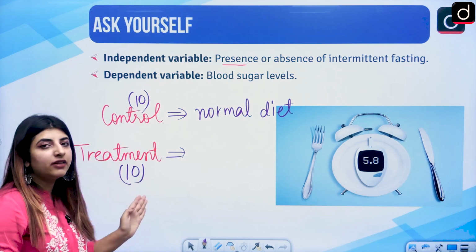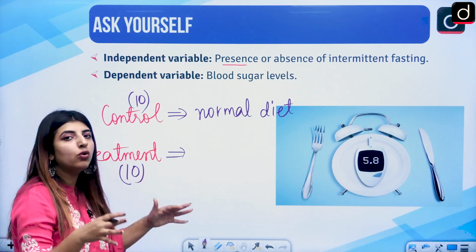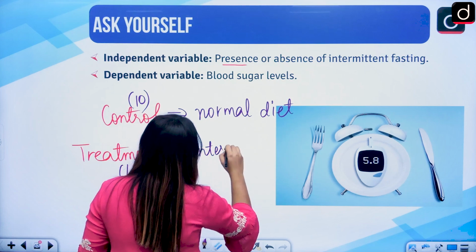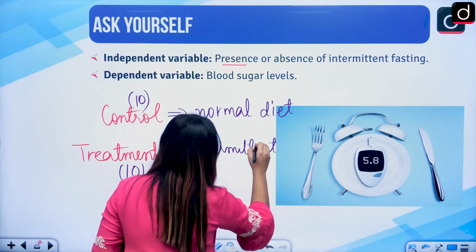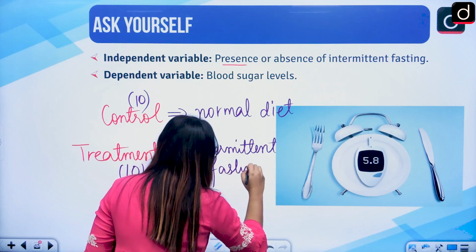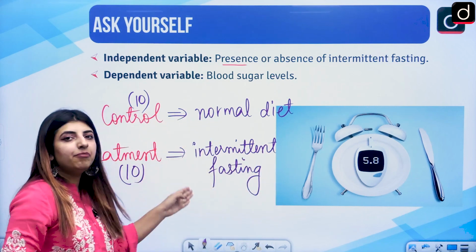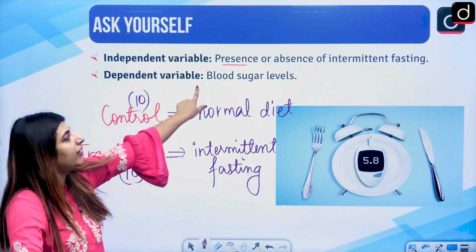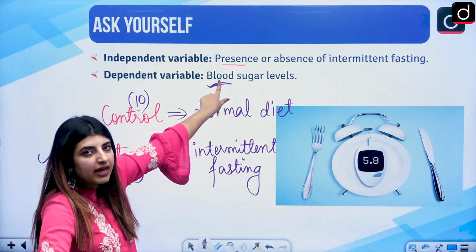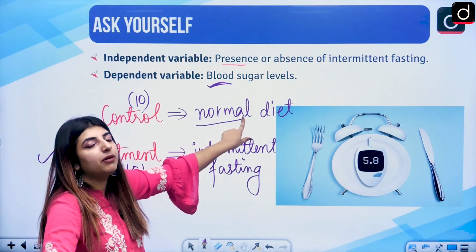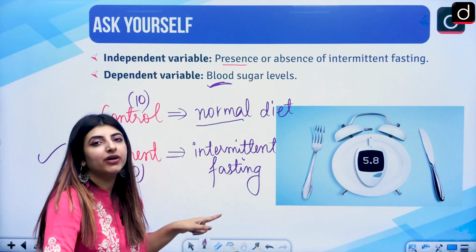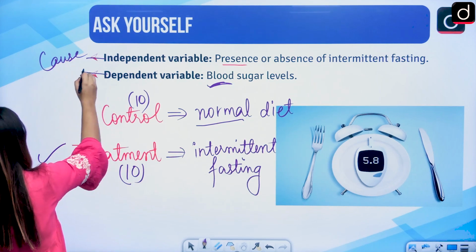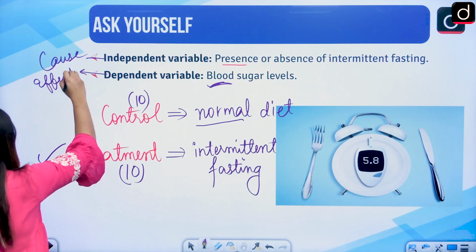In the treatment group, you will put the people who want to do intermittent fasting. So people who are doing intermittent fasting. So you can compare the results later on as well, if the presence of intermittent fasting was there and how it affected the blood sugar levels. And if it was absent, if the people were taking normal diet, how the blood sugar levels were being affected. So you see here, this is the cause and this is the effect here.